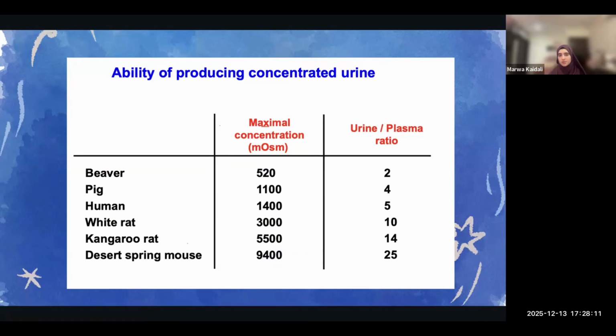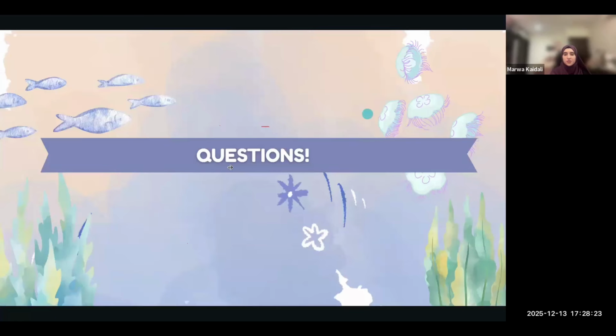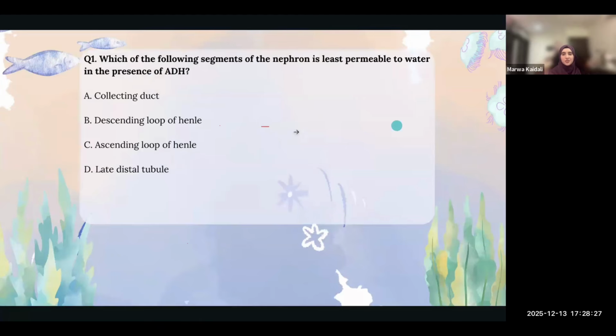So this is basically just a concept that we explained earlier, but it's just applied to animals to understand it better. Does that make sense? Okay, perfect. So, okay, let's move on to questions. So I have 3 questions for you guys, and then we'll be done. So the first question is, which of the following segments of the nephron is least permeable to water in the presence of ADH?